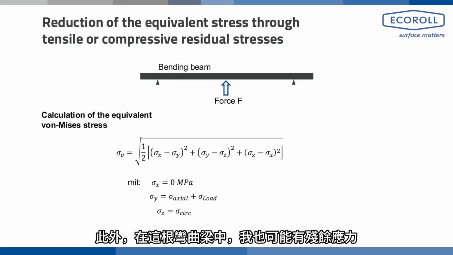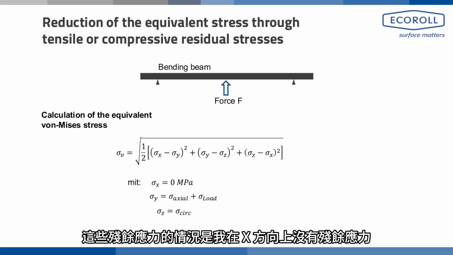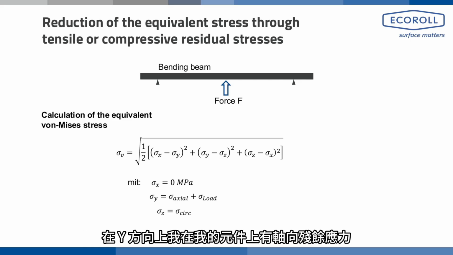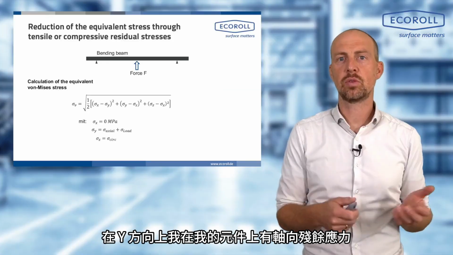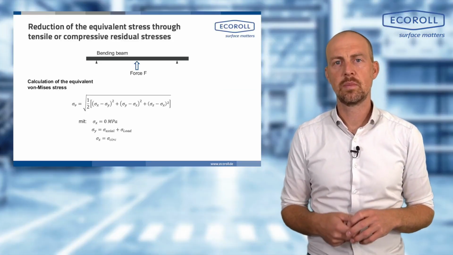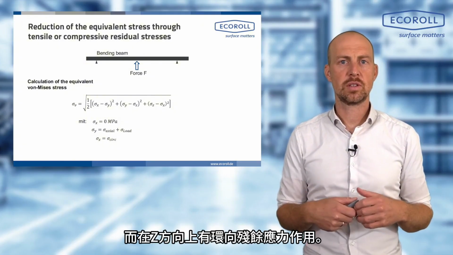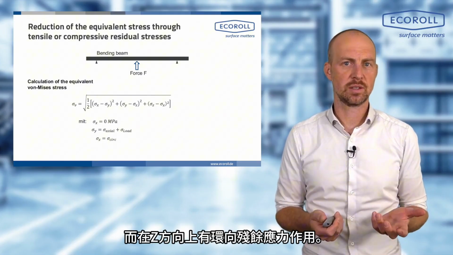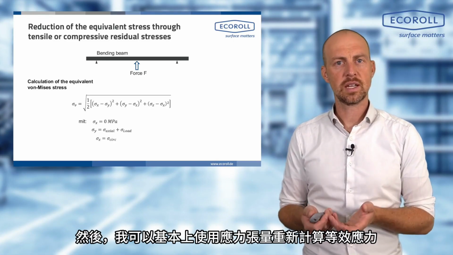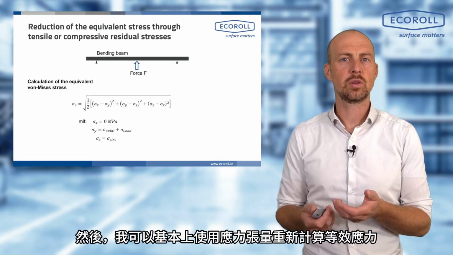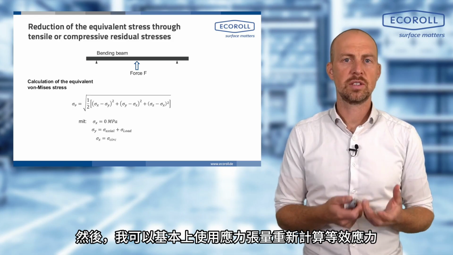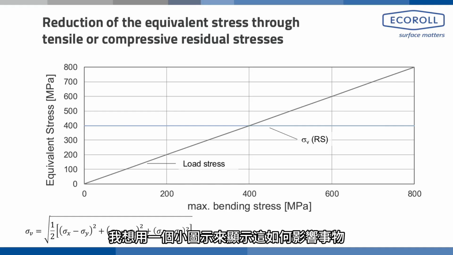Additionally, in this bending beam, I can also have residual stresses. These residual stresses are such that I have no residual stresses in the x direction. In the y direction, I have the axial residual stresses acting on my component. And in the z direction, I have the circumferential residual stresses acting there. And then with that, I can basically recalculate the equivalent stress using the stress tensor. And I would like to show how this affects things in a small diagram.